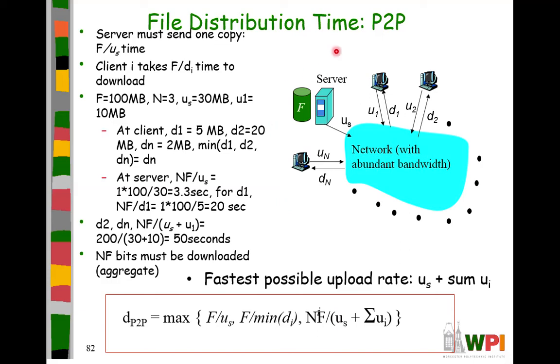So therefore, in the pure P2P system, as compared to the client-server system, the delay to download a file is very less. And why less?